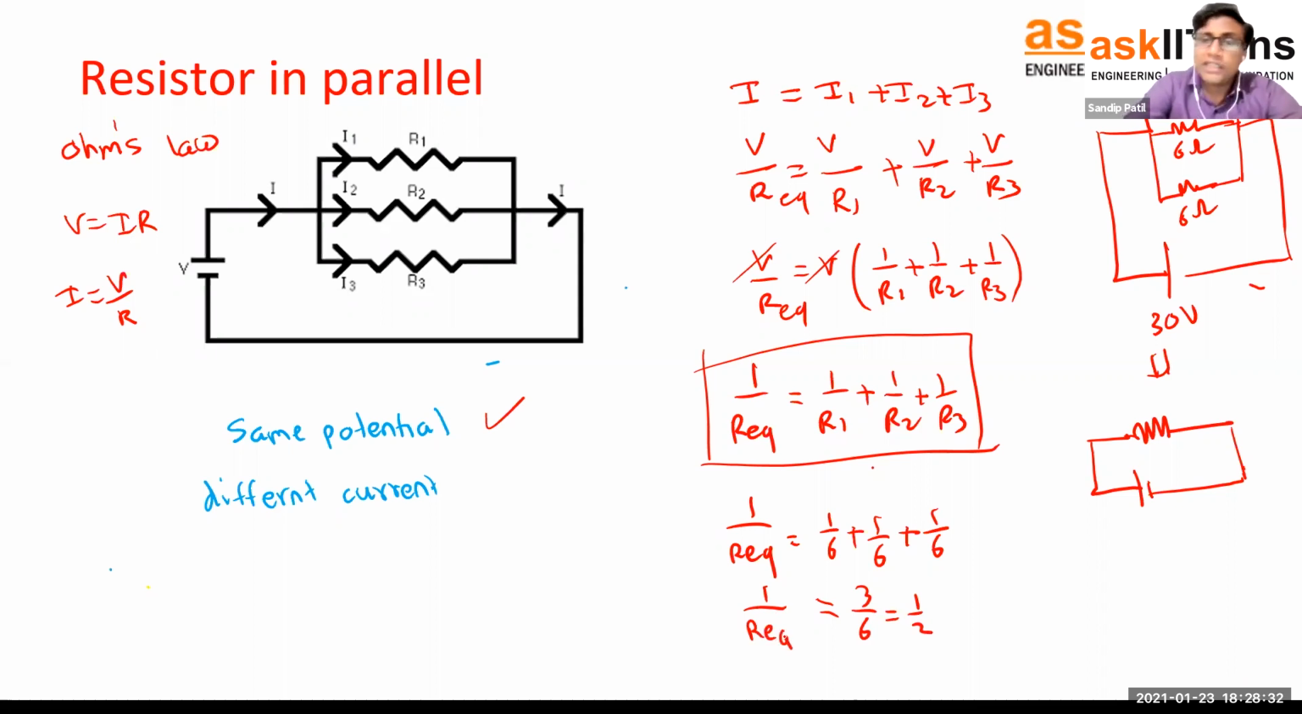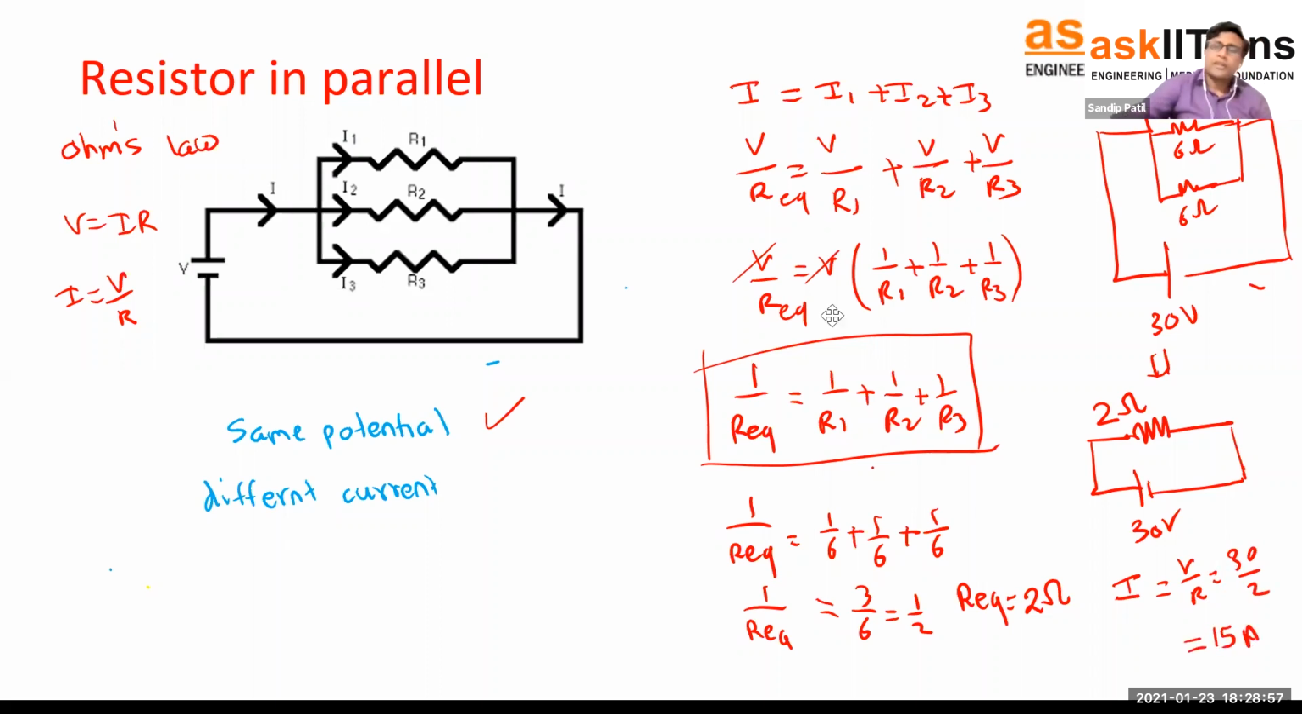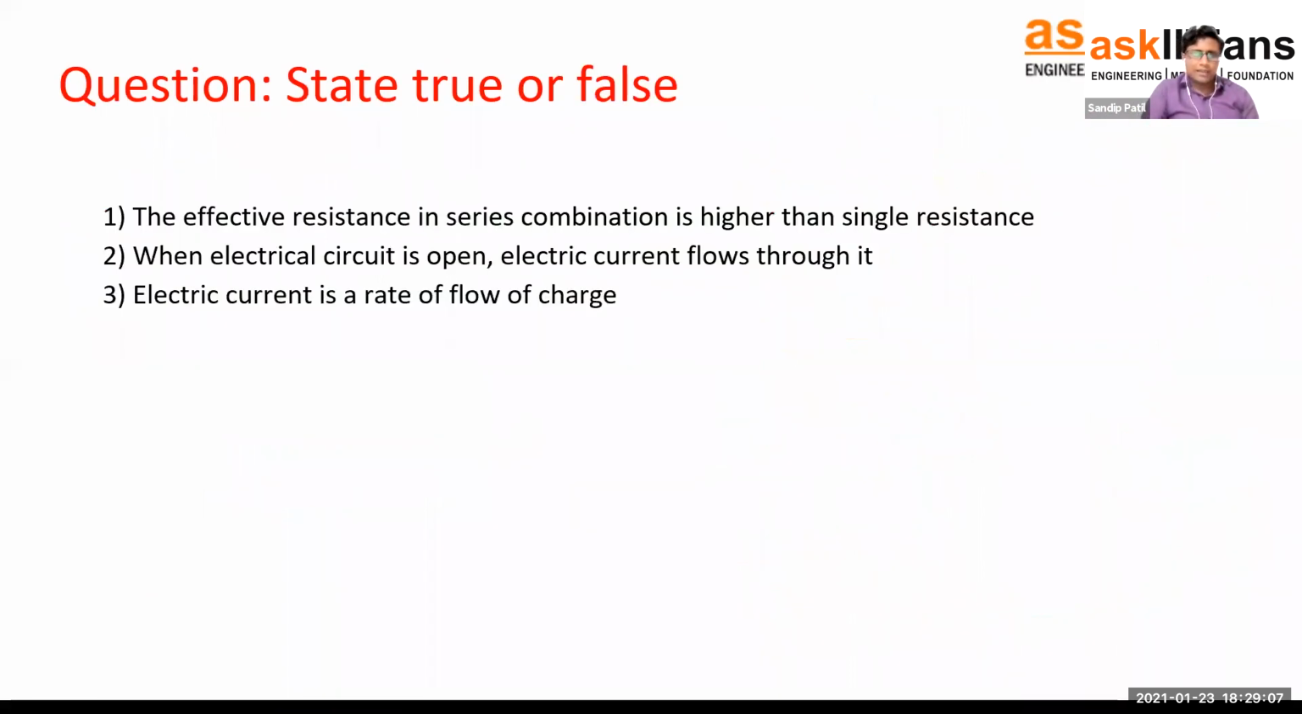What do we want to calculate? Actually R equivalent. So we have to take the inverse of that 1/2, that is 2 ohm. So R equivalent becomes 2 ohm. This is our 30 volt battery, and using our normal formula, I is equal to V upon R, I can calculate the current, that is 30 upon 2 is equal to 15 ampere. This is how resistances in parallel work. So in series and parallel, we should know this.